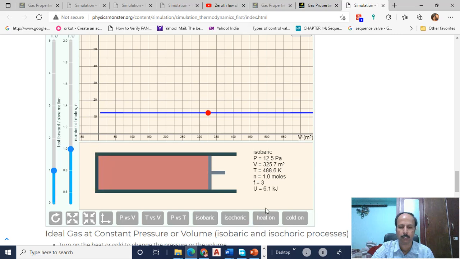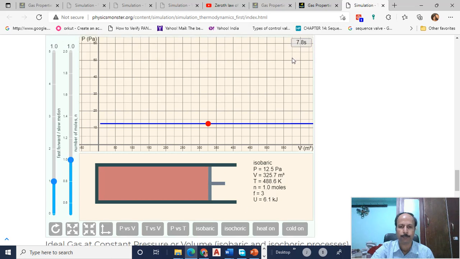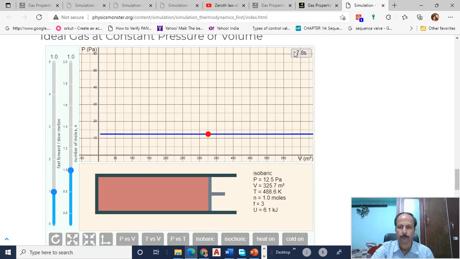Okay, so this is now approximately 6 kilojoules. So you have to note down these readings, this internal energy reading, and the final volume, that is 325.7 meter cube. Since this is an isobaric process, pressure remains constant. And this temperature we don't need. You can note it down, but you only need this internal energy and the volume readings, and then you need this time in seconds.